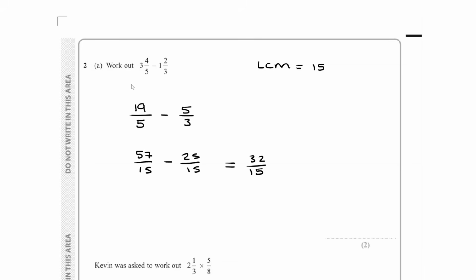They haven't actually specified how to leave your answer, so you could leave it as 32 over 15, or if you want to put it back into a mixed number, that would technically be 2 2/15. So either of these two answers would be fine for 2 marks.